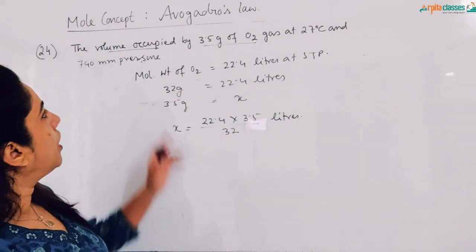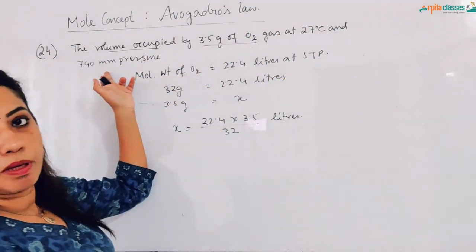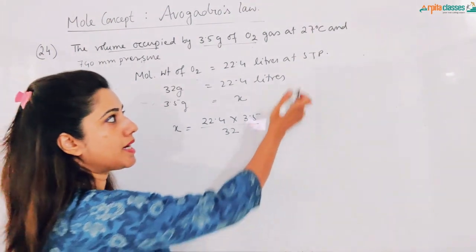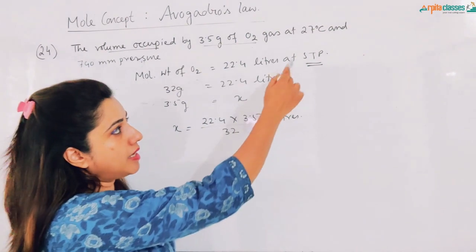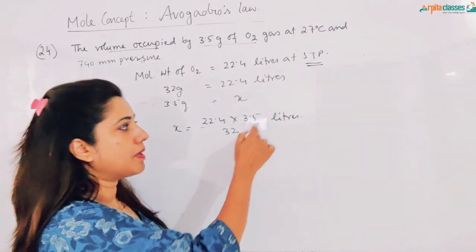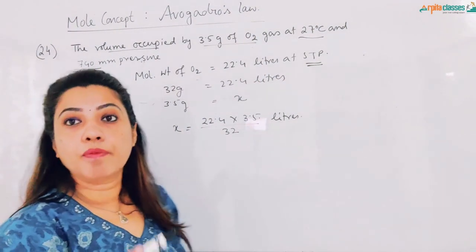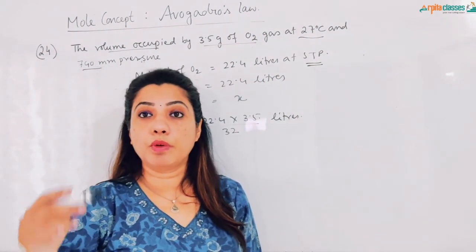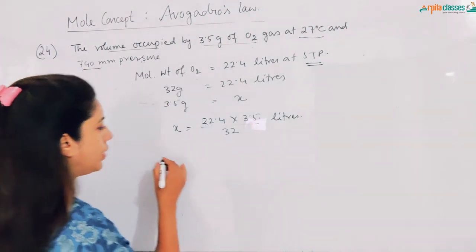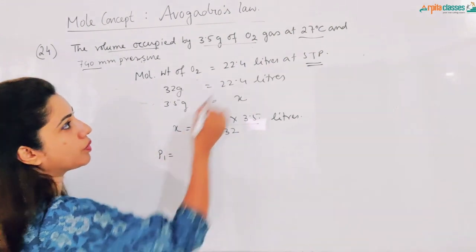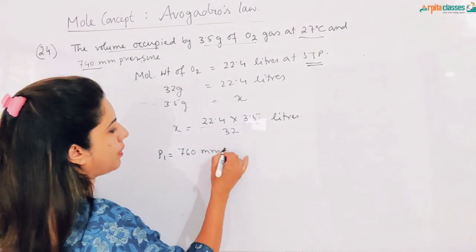Now see, they are asking the volume occupied at 27 degrees Celsius and 740 millimeter of pressure. Now we know that this volume is at STP. STP means standard temperature and pressure. In standard temperature and pressure, oxygen gas occupies this much volume. So at this temperature and this pressure, what will be the volume? So we have to use the combined gas law. P1 V1 upon T1 is equal to P2 V2 upon T2. So here P1 is equal to standard pressure, that is 760 millimeter of pressure.